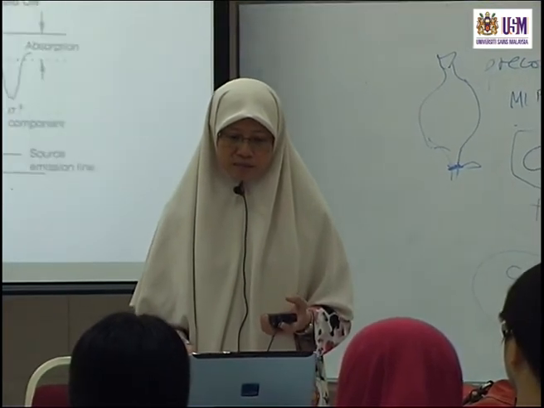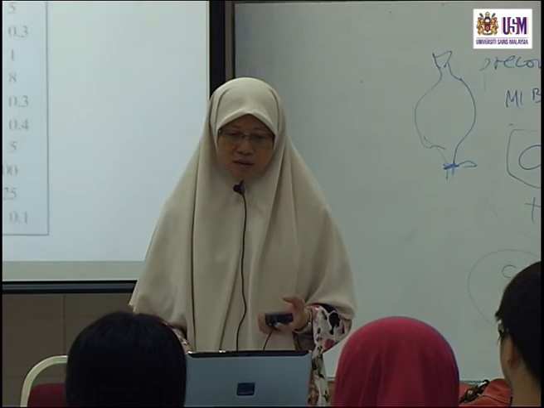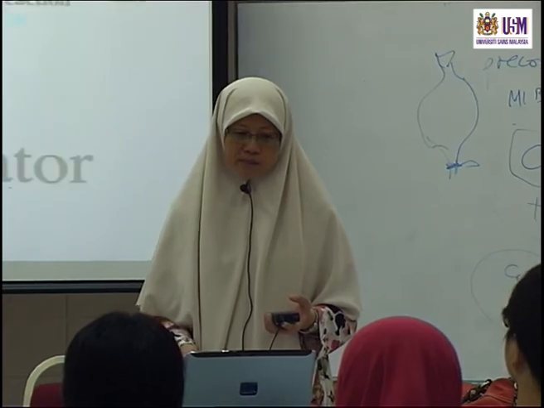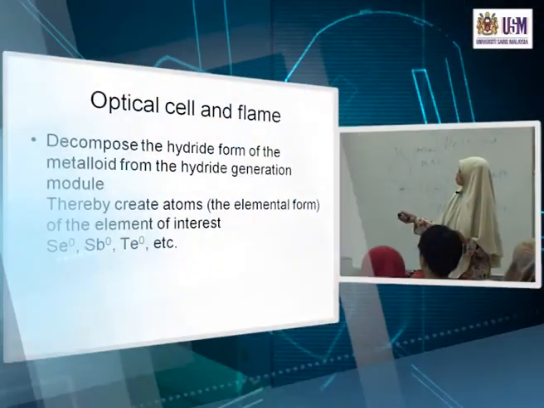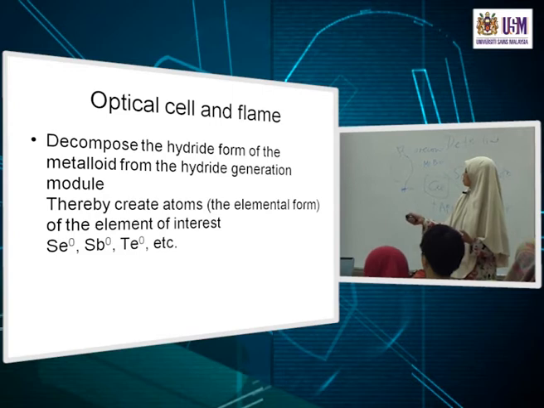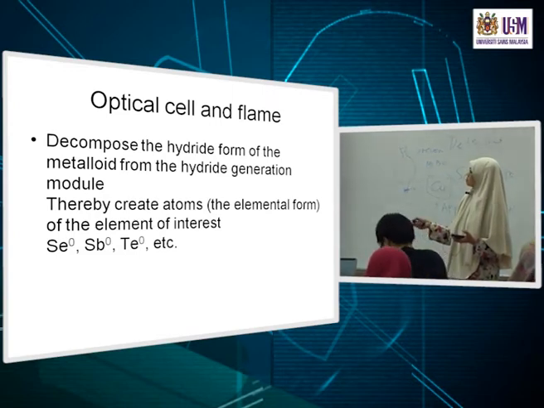So that's what we want to just look at. What elements? These are the elements: arsenic, selenium, tellurium, bismuth, or repetition of arsenic there. Why these elements? Because they form volatile hydrides.